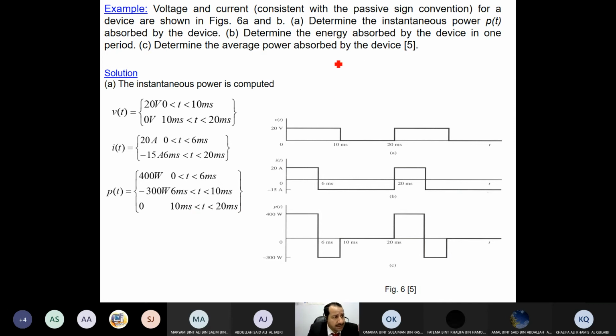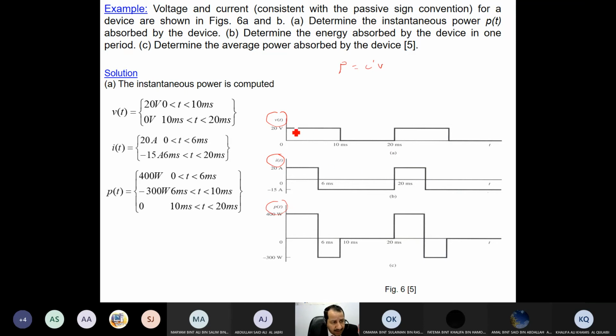A voltage and current consistent with passive sign convention for a device are shown in the figure. This is the voltage and this is the current. First, he wants me to determine the instantaneous power absorbed by the device. You can find it from the signals directly, or you can find it by formula. From the signals, I know that P equals VI.